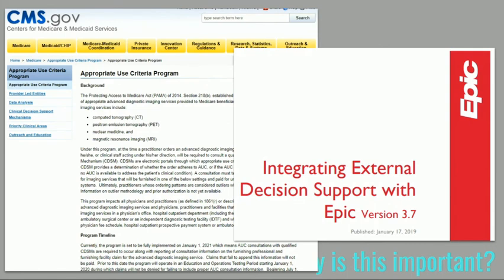But there was a problem with this. Specifically, that decision spec that we see right there, integrating external decision support with Epic, was actually only used by one vendor. Very good vendor. They went and built another custom integration with Allscripts. I think they did the same thing with Cerner as well, but it was still just that one vendor.